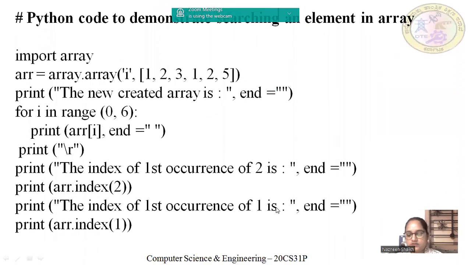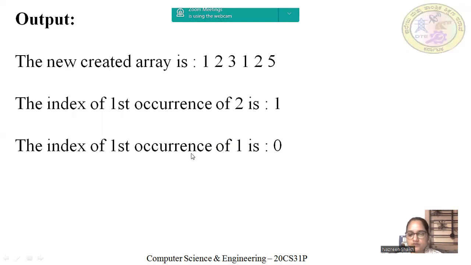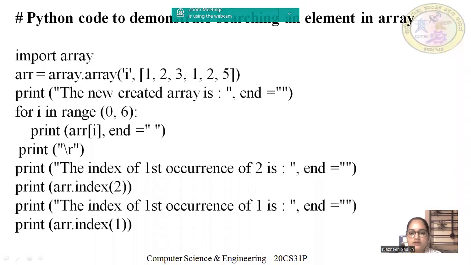Similarly, for the index of first occurrence of 1, you can see there are 2 occurrences. So the first occurrence of 1 is at the 0th index. It can be accessed by the index function, array name dot index, and have this printed by giving it to the print function. So you're going to get the index of first occurrence of 1 is 0. So this is about the searching of an element in an array, and also we have created the array here using the library object. So why is this import array and this library object used for creation of array? We could have done it in the previous way, right?